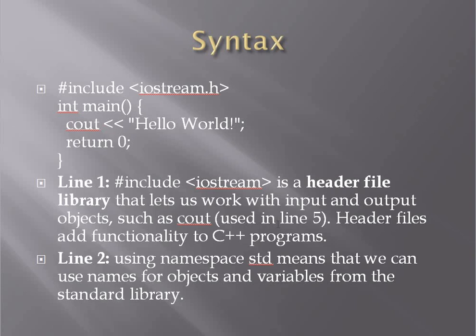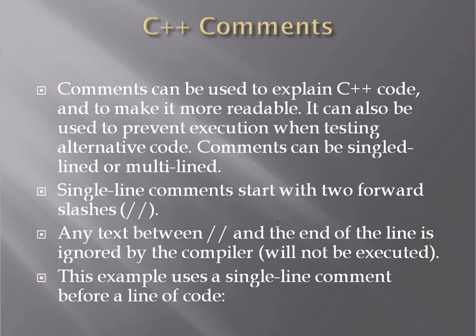iostream is a header file library that lets us work with input and output objects such as cout and cin. Line number 2, that is using namespace std, standard names, means we can use the names or object variables of the standard library. C++ comments. We are going to view the comments.